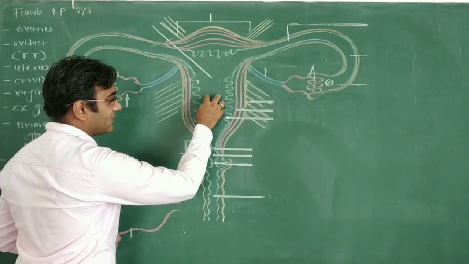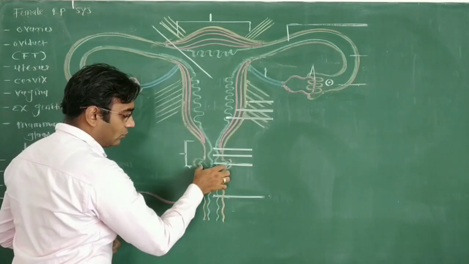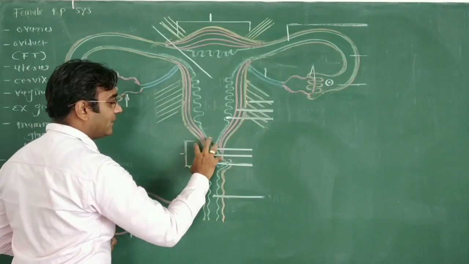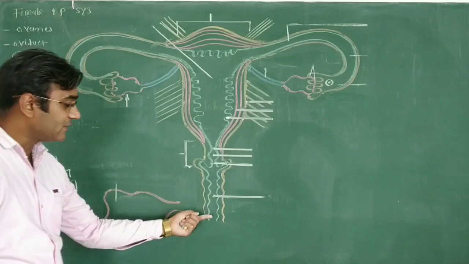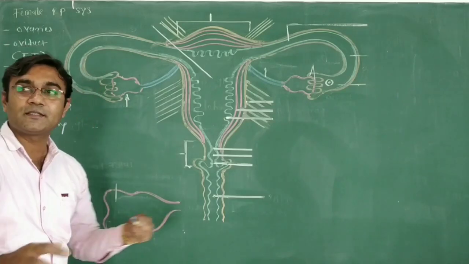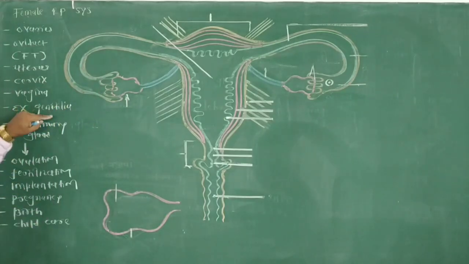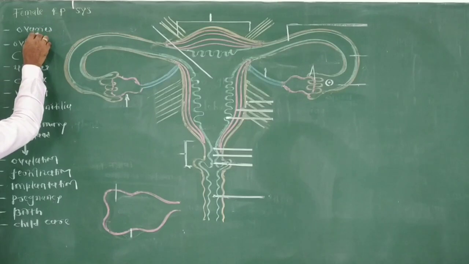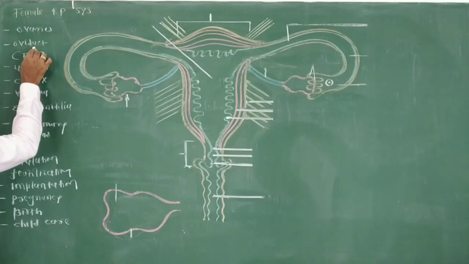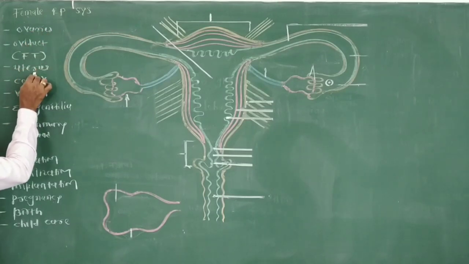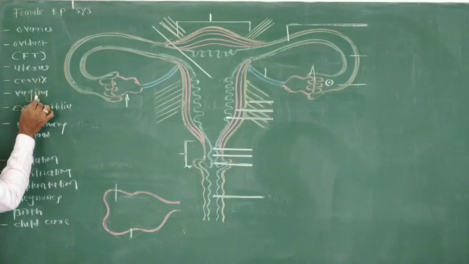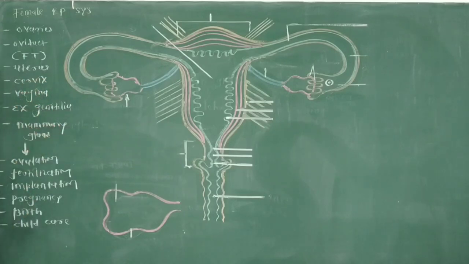Then the uterus is connected to the vagina by the structure called the cervix, and the vagina opens outside, which is the external genitalia. So the female reproductive system is made up of a pair of ovaries, a pair of oviducts, meaning fallopian tubules, uterus, cervix, vagina, and external genitalia. Along with this, structurally and functionally connected, there is one pair of mammary glands.